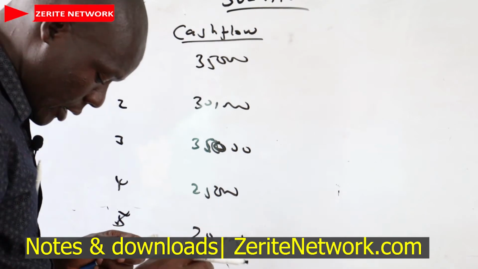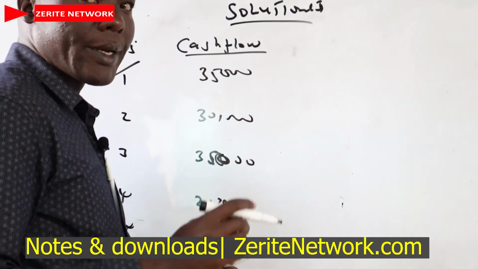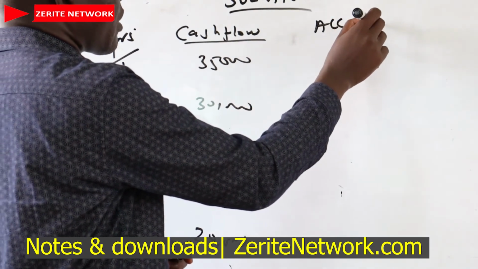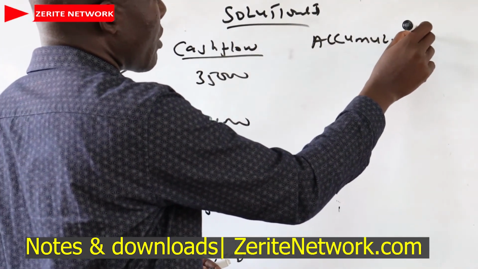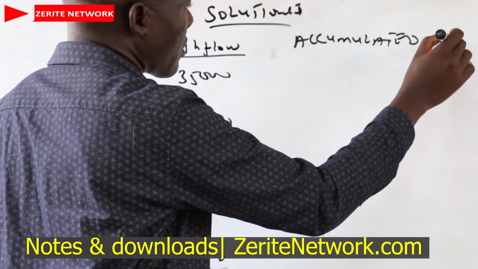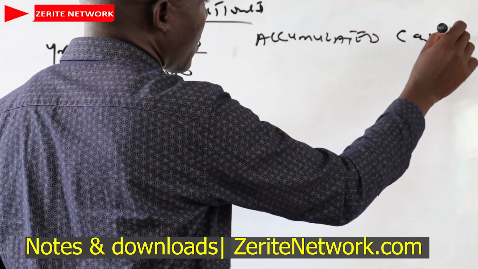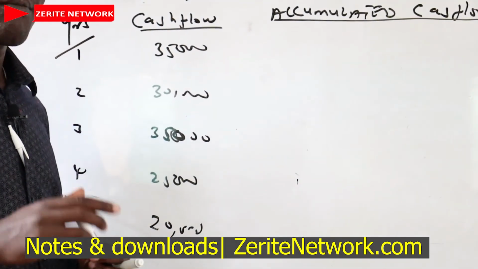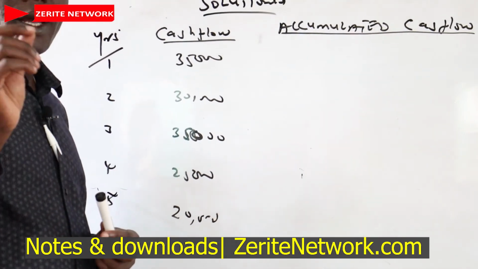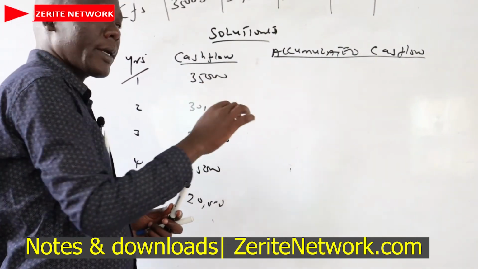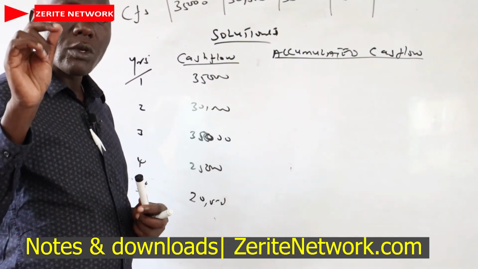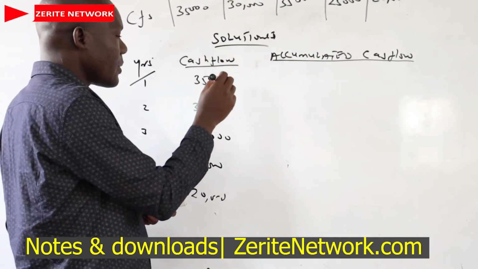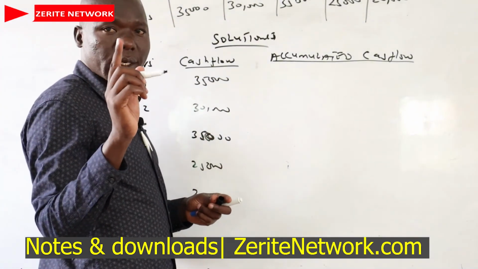Now, we create a column of accumulated cash flow. And remember that the amount we invested was 100,000, so the accumulated cash flow should not go beyond the 100,000. So let's start. For the first period, we just write the value the way it is.